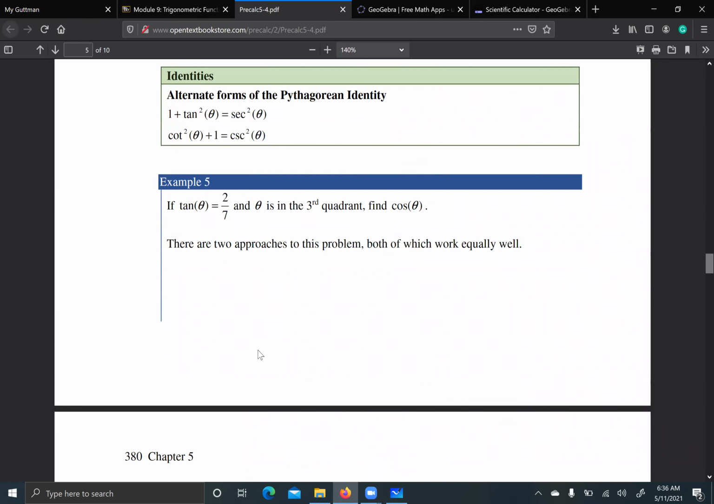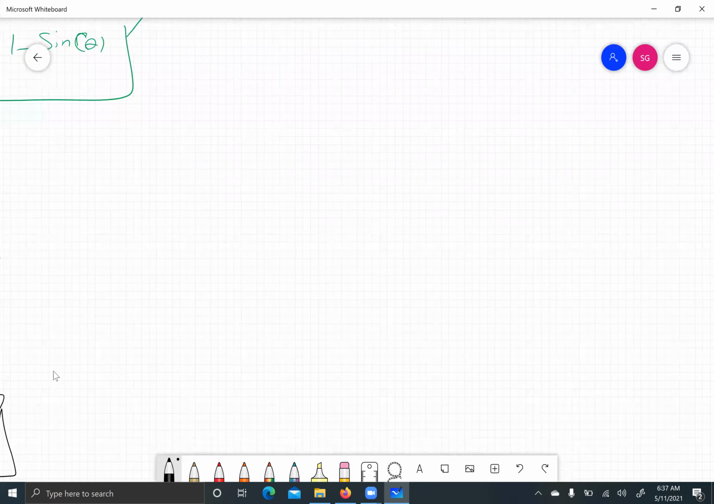Now I'm going to show you an application of this. Example 5. Let's see an application of this. Example 5. We have tangent is 2 over 7.